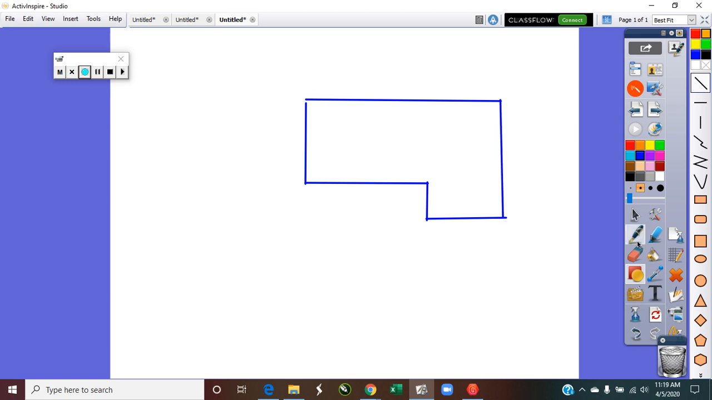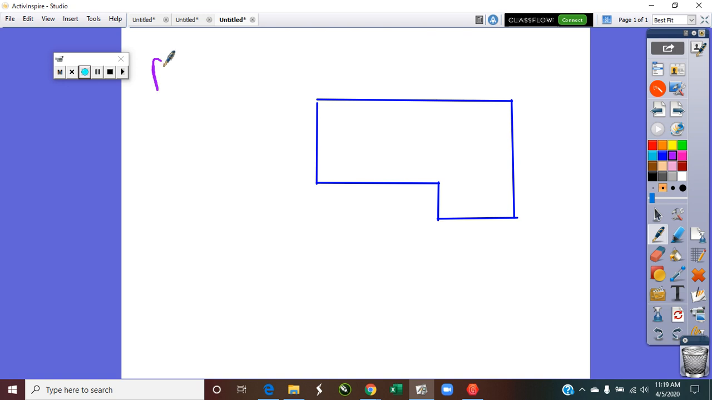Okay. So let's say that I am tasked with finding the perimeter and area of this figure. Well, obviously this is another composite figure, so it's not going to be one single formula that's going to work for this figure. So I'm going to have to figure out, what is this made up of? Well, it looks like it's made up out of two rectangles.